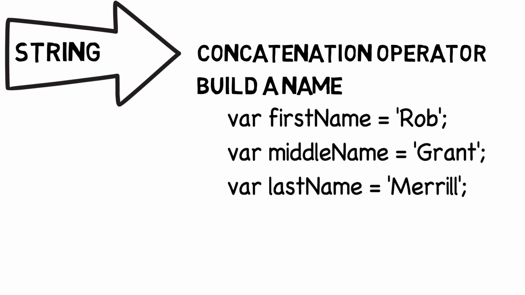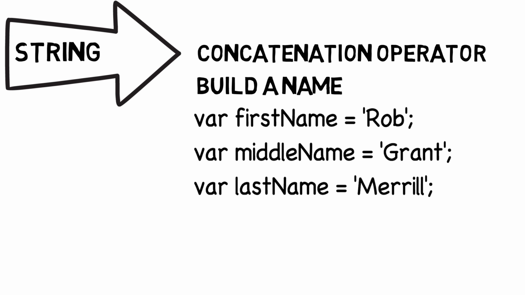Let's create a variable and fill it with strings for my first name, middle name, and last name, then concat them together. For my first name, we have variable first name equals the string Rob. For the middle name, we have var middle name equals the string Grant. And for the last name, we have var last name equals the string Merrill.